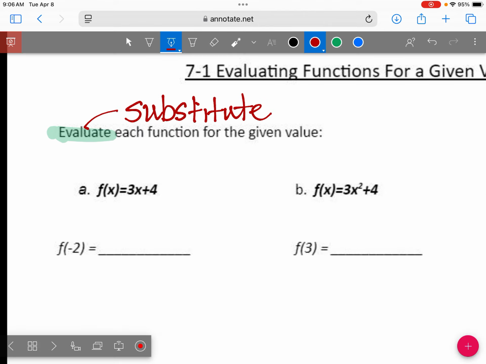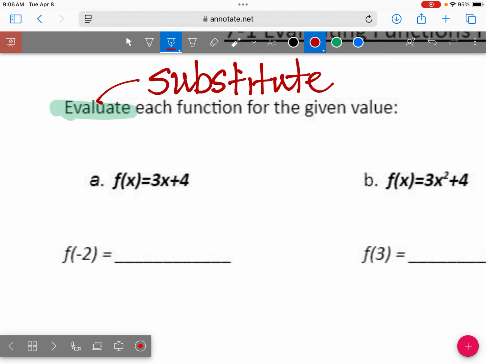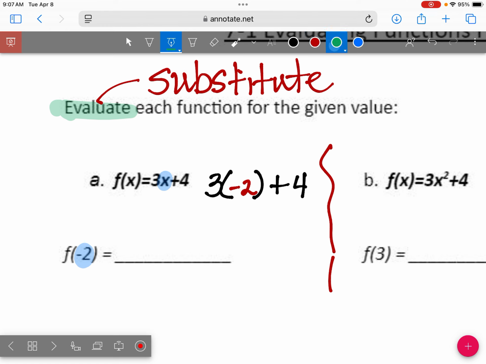So for part A, I have the function f of x equals 3x plus 4. And it wants me to substitute in -2. You're going to put that -2 right there. So what we have is 3 times -2 plus 4. Go ahead and see what you get. You should get -2. Who got -2 for the first one?